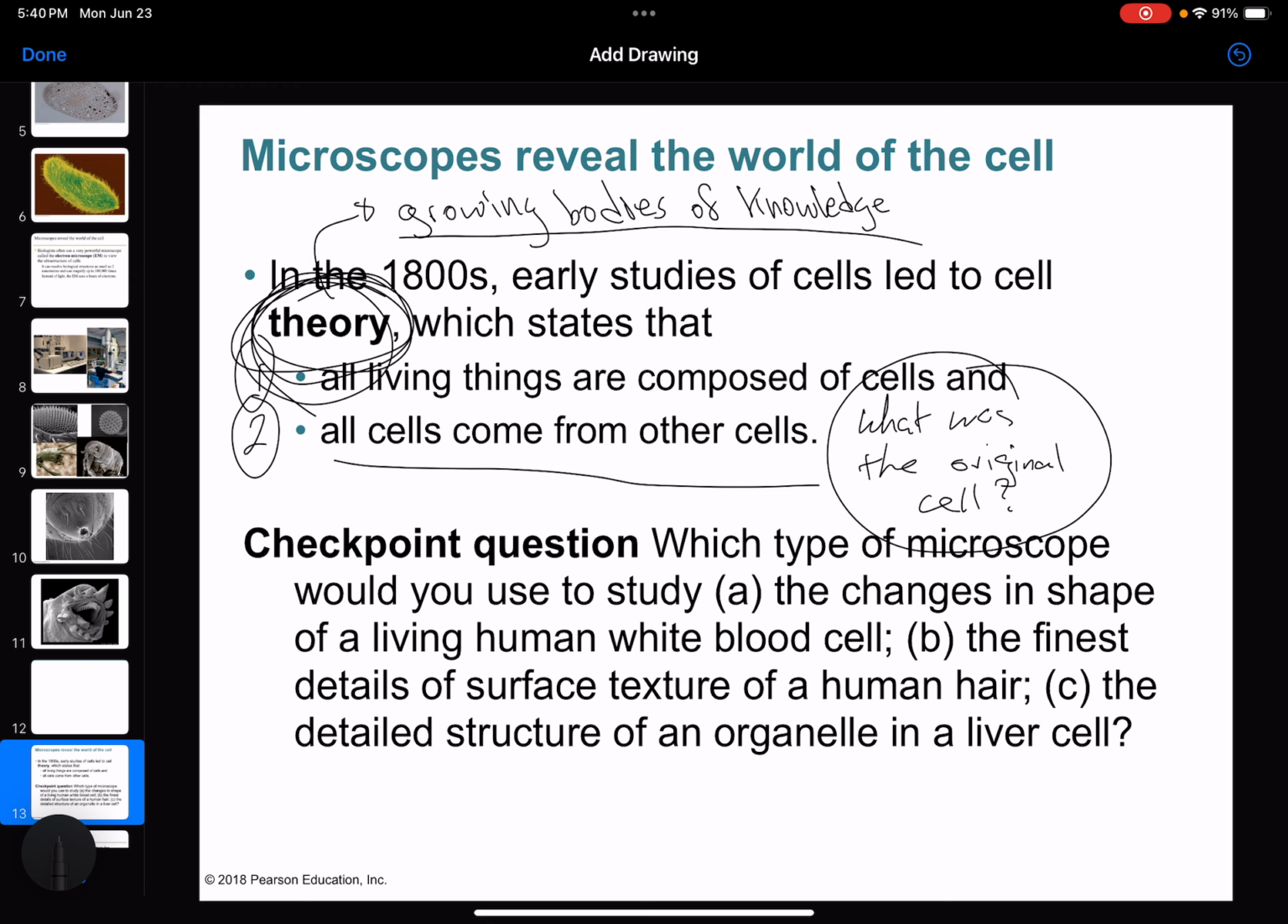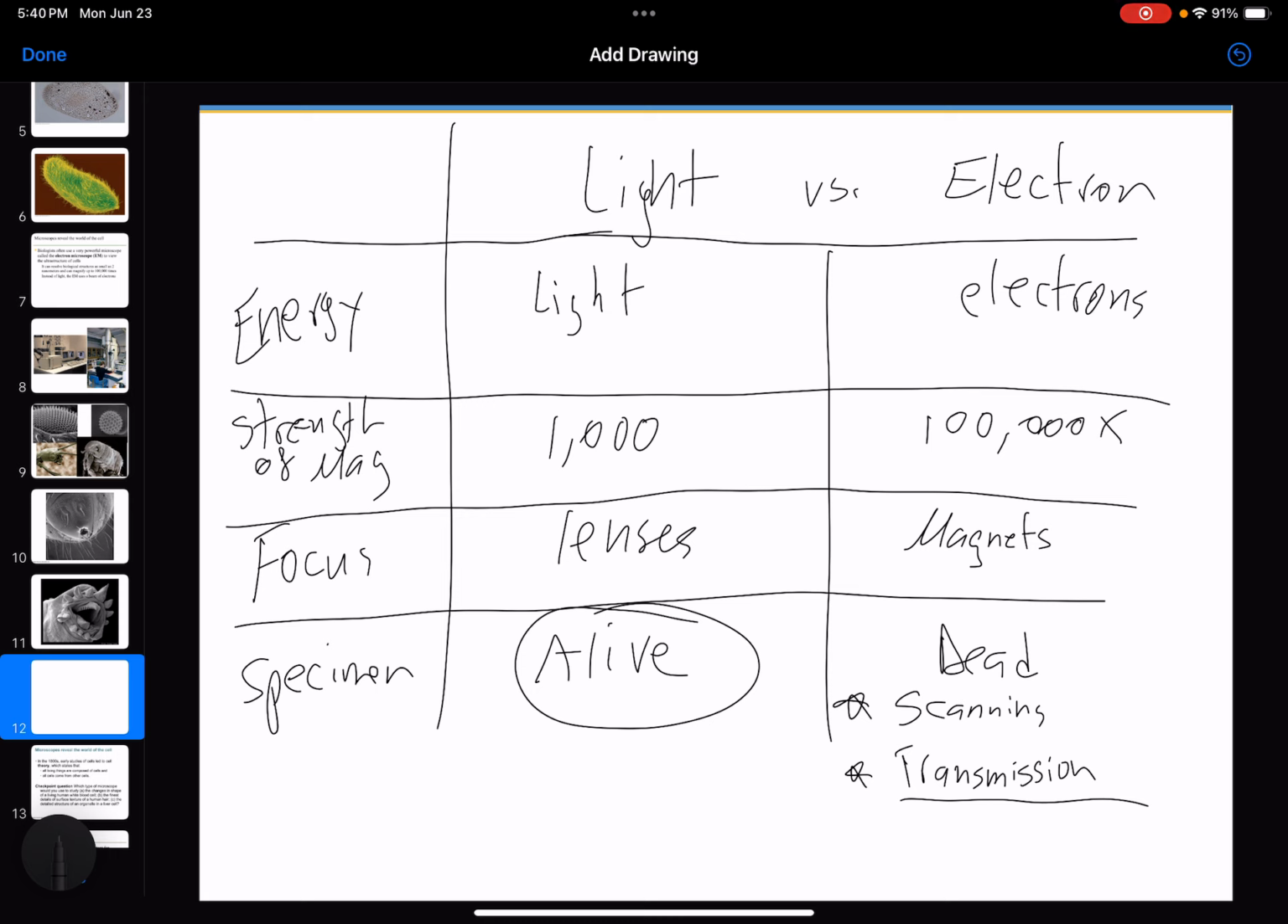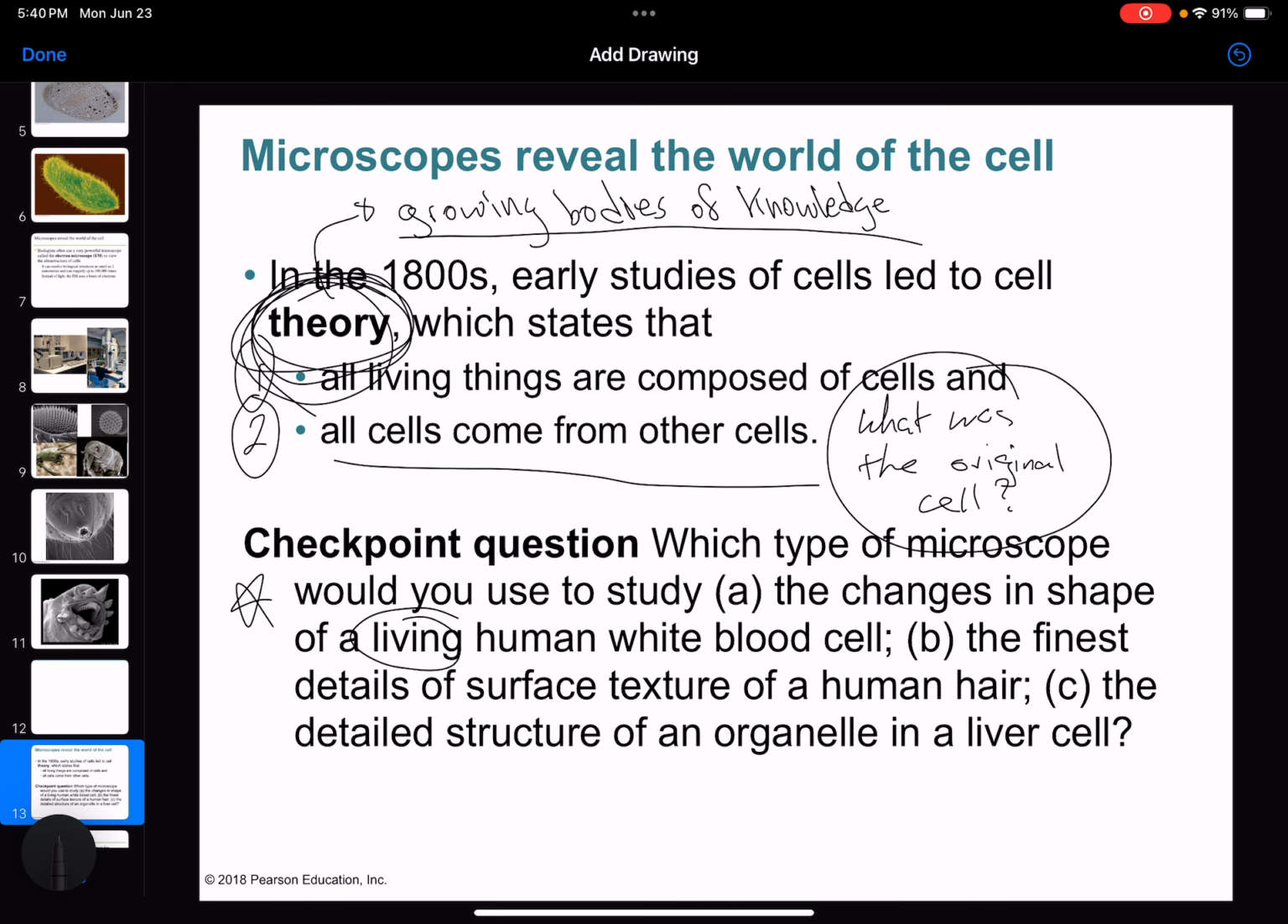Okay, try out this checkpoint question on your own. Which type of microscope would you use to study A, the changes in shape of a living human white blood cell? Okay, the operative word there being living. So what's the microscope we want to use there? We want to use the light microscope. And let's do part B. Which microscope would you use if you wanted to look at the finest details of the surface texture of human hair?